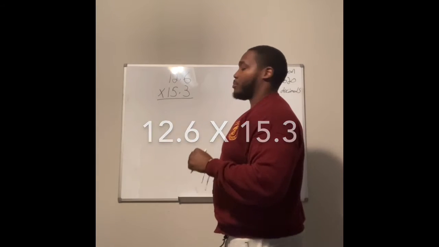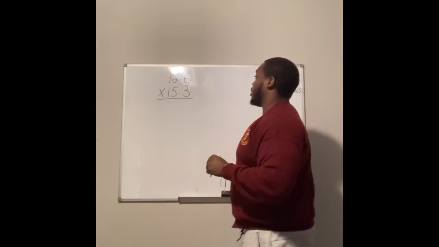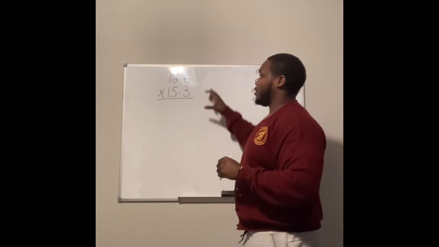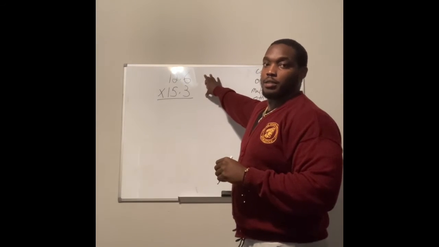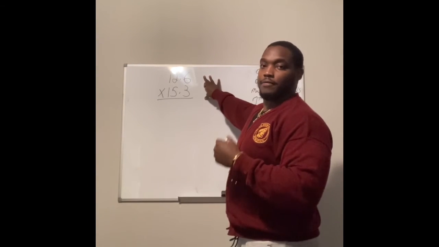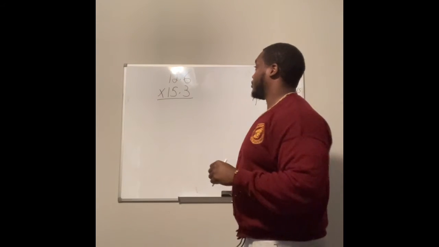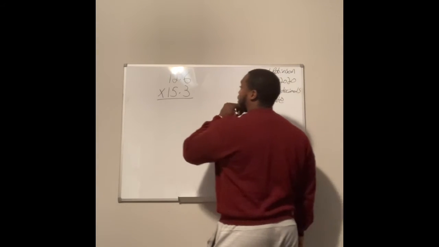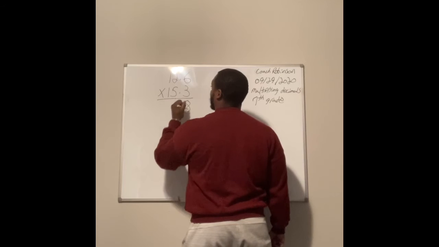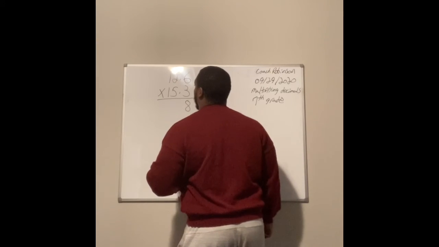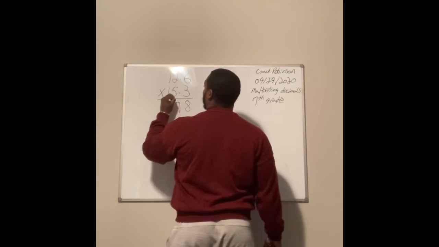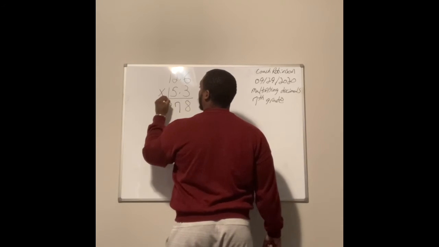12.6 times 15.3. Now, the key to multiplying decimals is just to do the multiplication as if the decimals didn't exist at all, okay? So let's do the math. 6 times 3 is 18, carry the 1. 3 times 2 plus 1 is 7. 3 times 1 is 3.